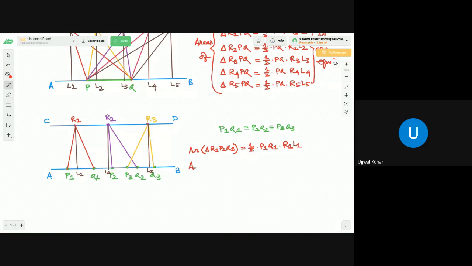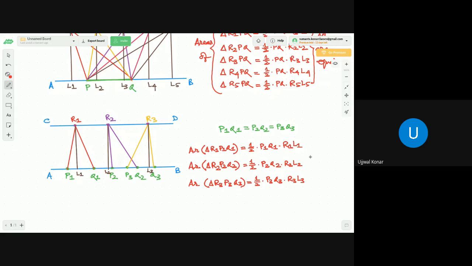All of you are able to get it, dear students? Any difficulty? Please do let me know. The area of the triangle R2 P2 Q2 is equal to half into P2 Q2 into R2 L2. Do you agree to me that that is the area? And the area of the triangle R3 P3 Q3 is equal to half into P3 Q3 into R3 L3, correct?